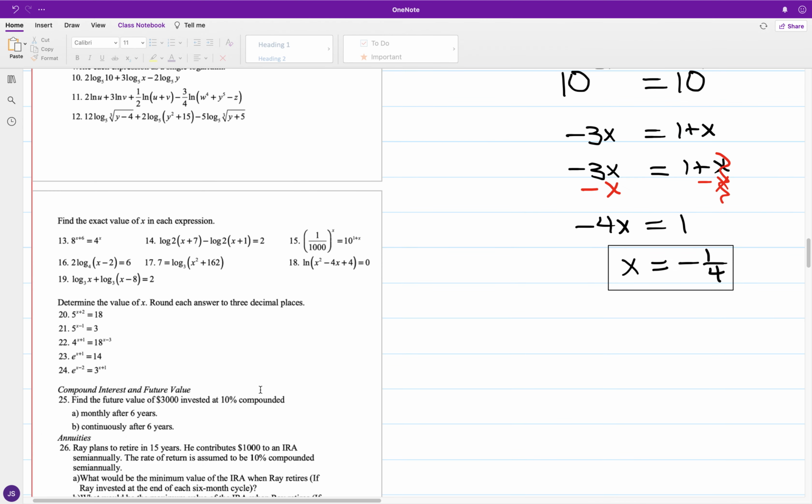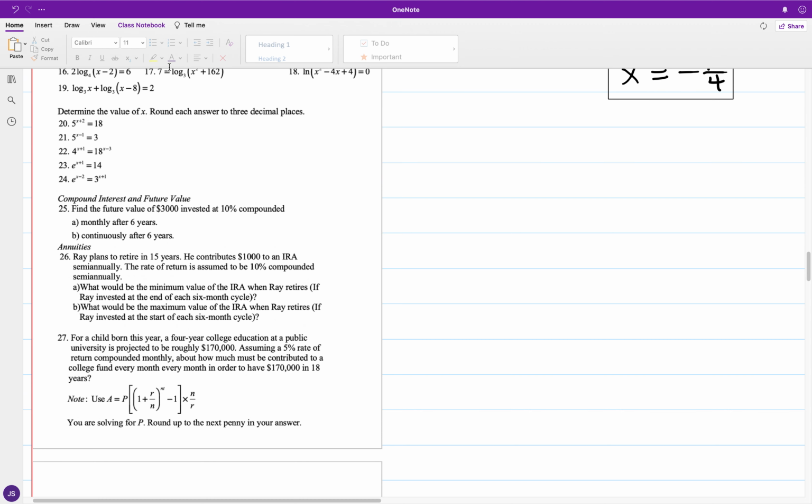For number 25, we have compound interest and future value. It says to find the future value of $3,000 invested at 10%, compounded, first of all, monthly after 6 years. And then B, continuously after 6 years. So you have the same amount and the same percentage rate, but in different contexts, and the same time span of 6 years.